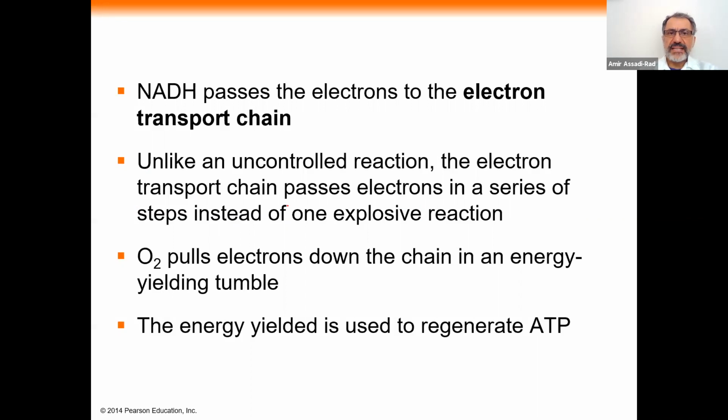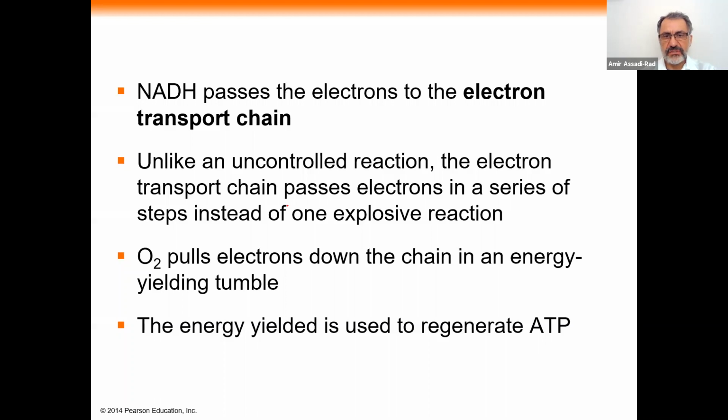Okay, NAD passes the electrons to the electron transport chain. We'll talk about the electron transport chain later on. Unlike an uncontrolled reaction, the electron transport chain passes electrons through a series of steps instead of an explosive reaction. It's not explosive. And then oxygen pulls electrons down the chain in an energy-yielding tumble, which we'll see.